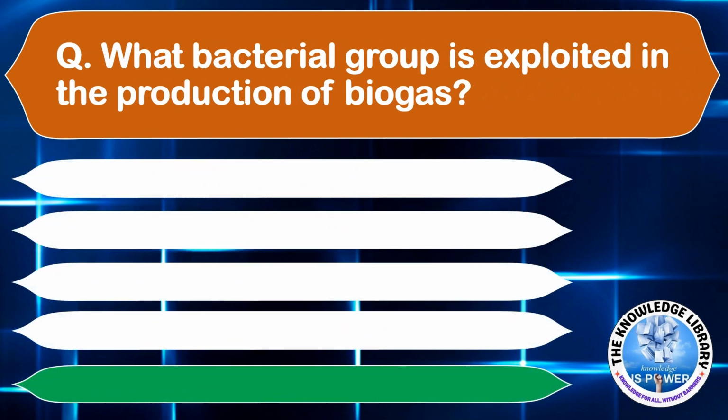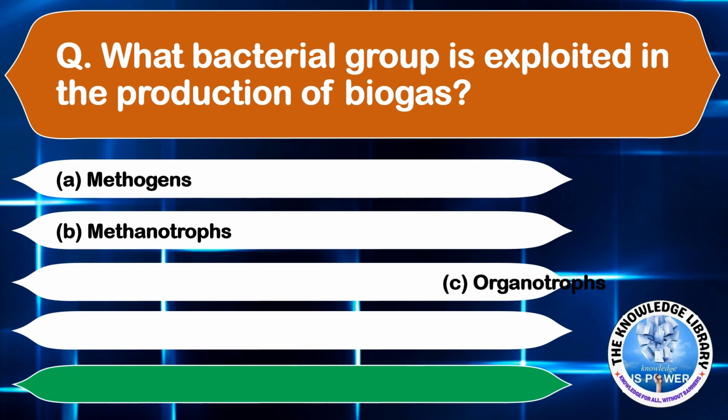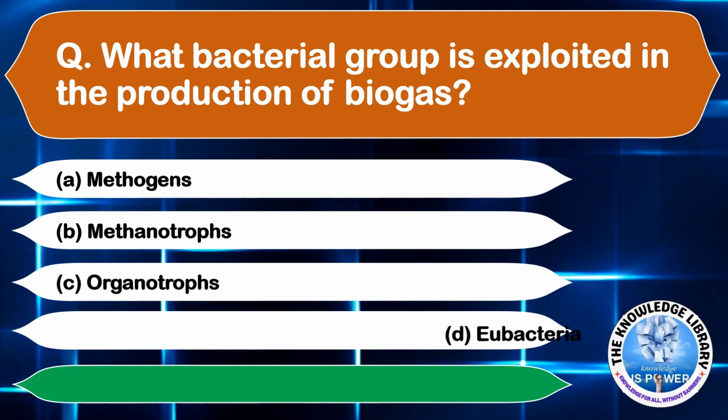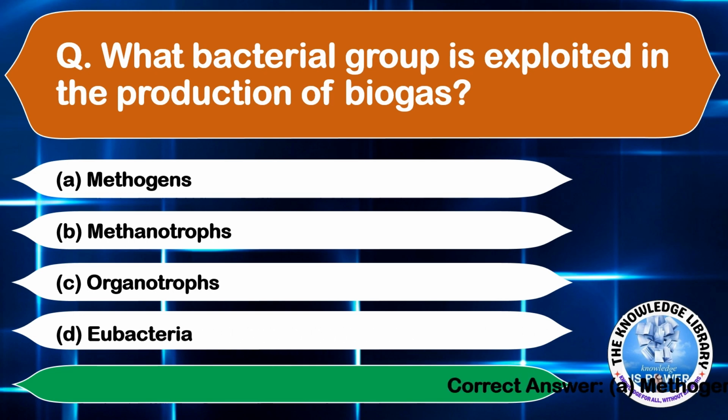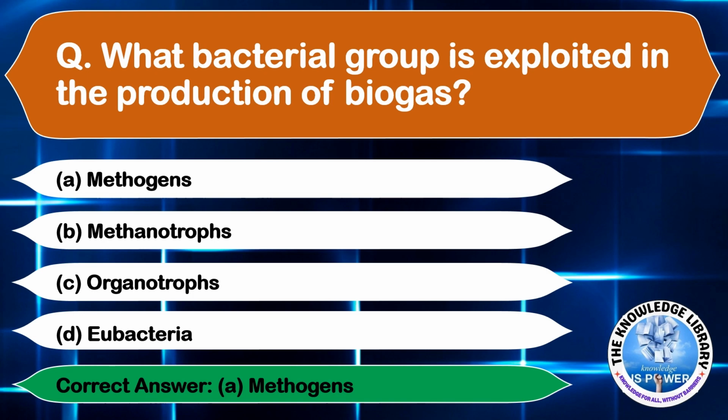Which bacterial group is exploited in the production of biogas? Option A, methanogens. Option B, methanotrophs. Option C, organotrophs. And option D, eubacteria. The correct answer is option A, methanogens. Moving on to the next question.